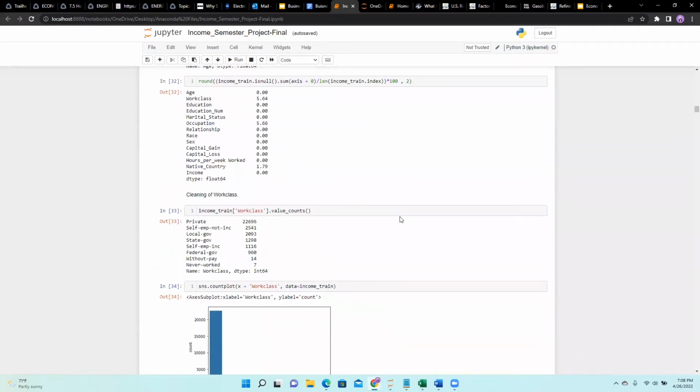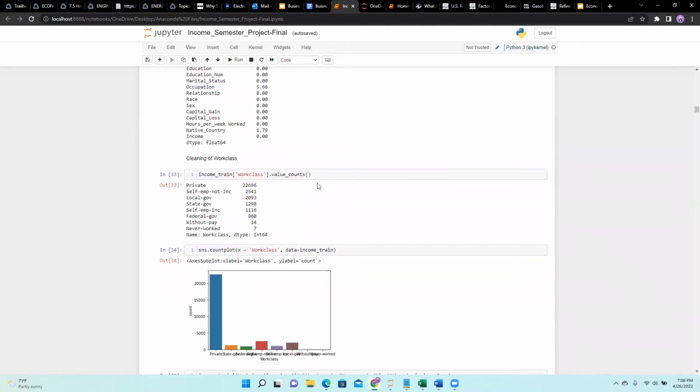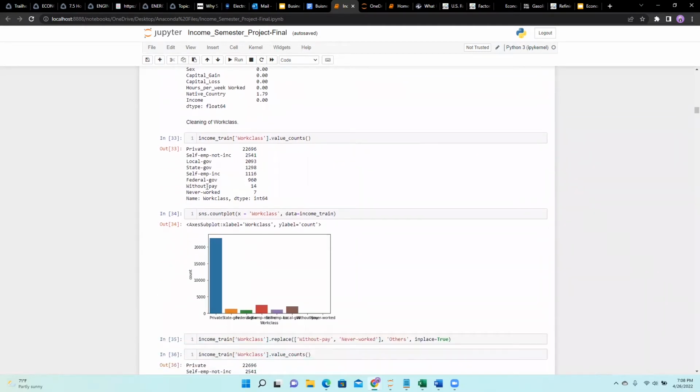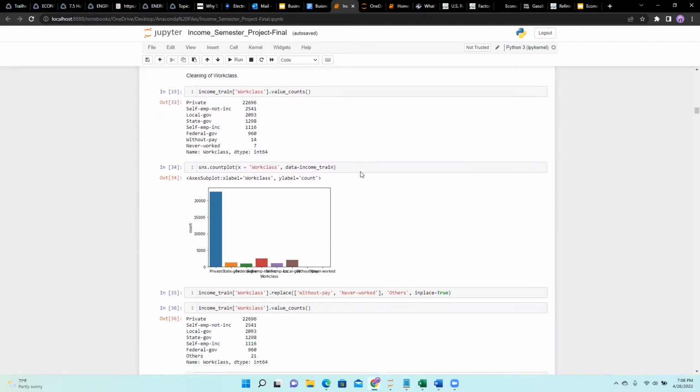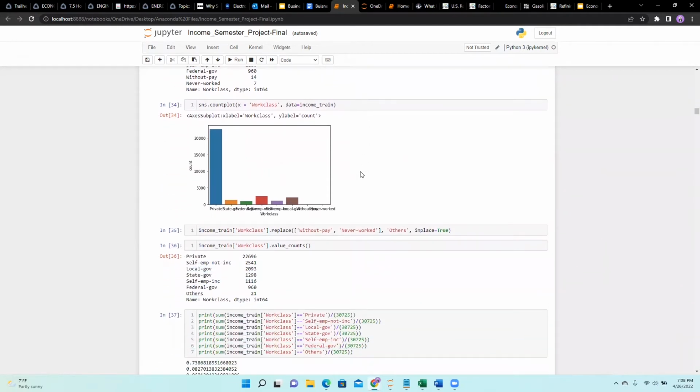Following that, we had to check the variables that were not continuous variables, such as work class. In work class, you can see that without pay has 14 individuals and never worked has 7 individuals. These data sets are way too small and have way too few representatives in order to actually be meaningful. Therefore, these answers were consolidated as seen in lines 35 and 36.